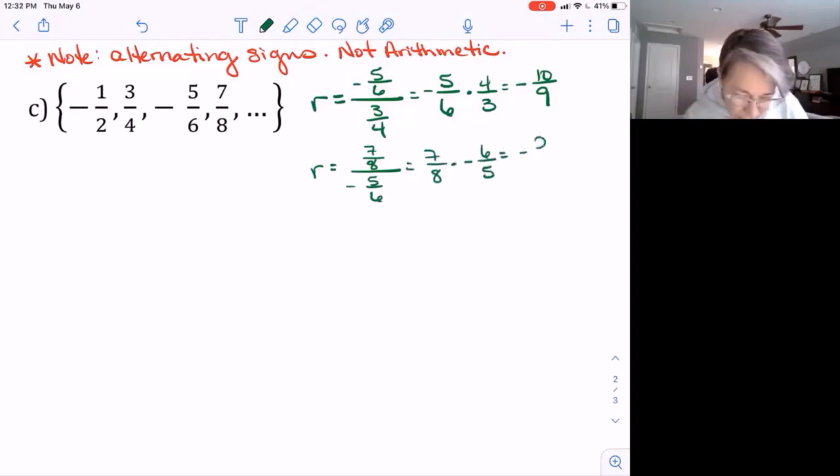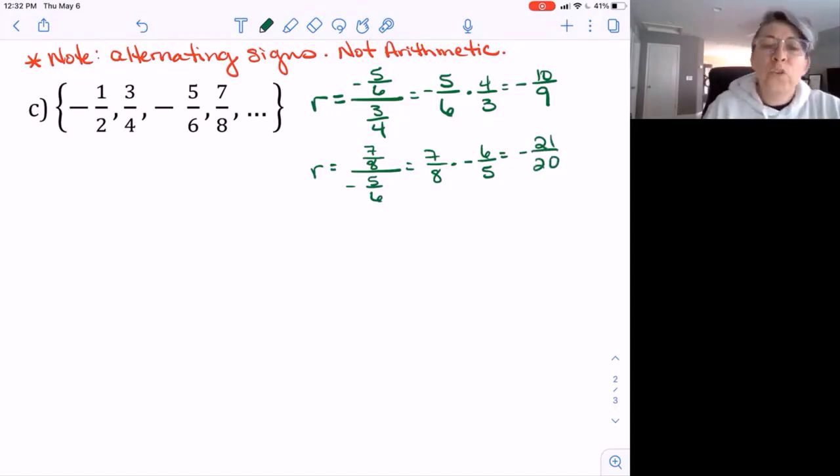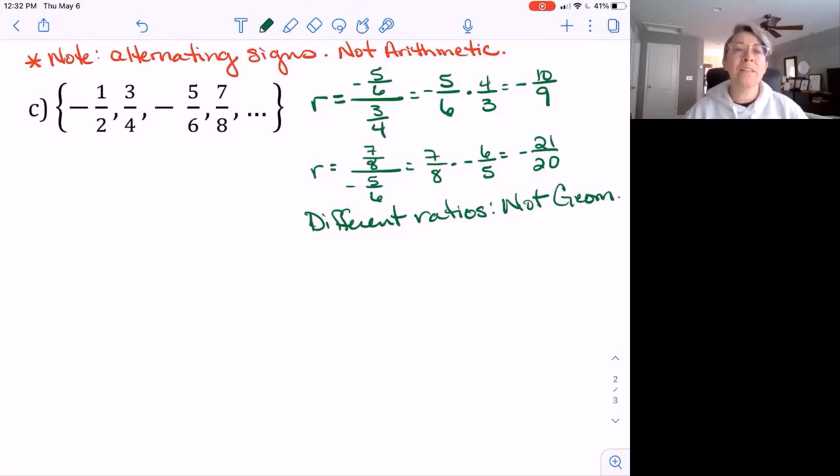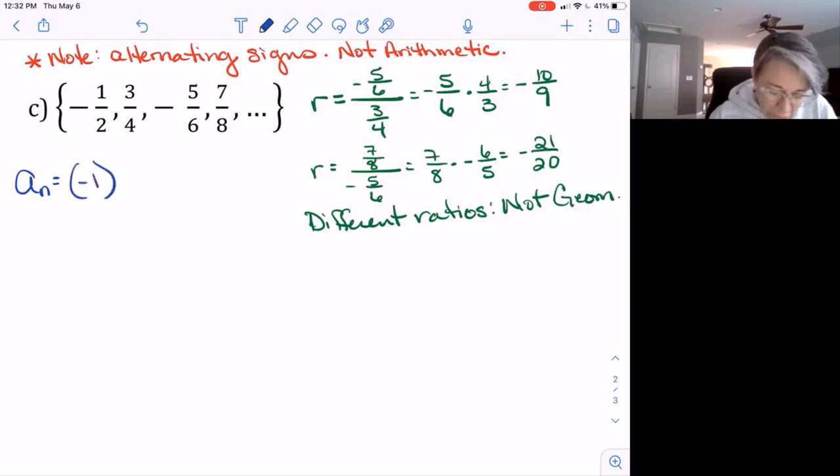And that reduces to a negative 21/20. Those ratios are not the same. So different ratios, not geometric. But that doesn't mean we can't figure out what this formula is. So we do know that there's an alternating sign. So remember before when we had that alternating sign where the first guy was negative, we just have a -1 to the n. Just multiplying by that every single time will flip-flop the signs for us.